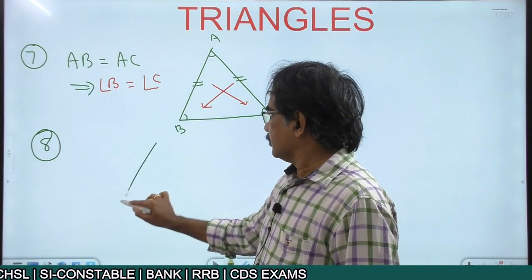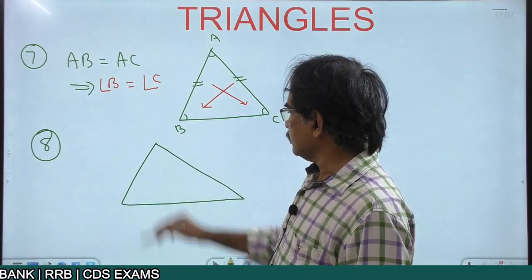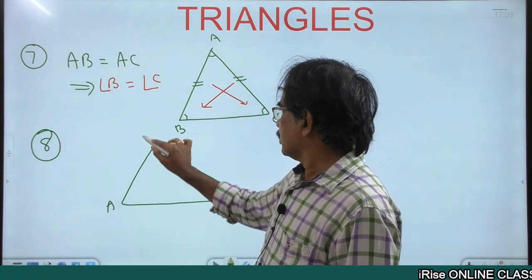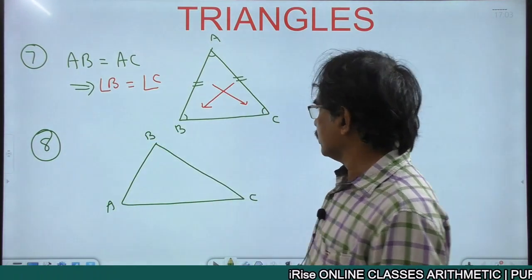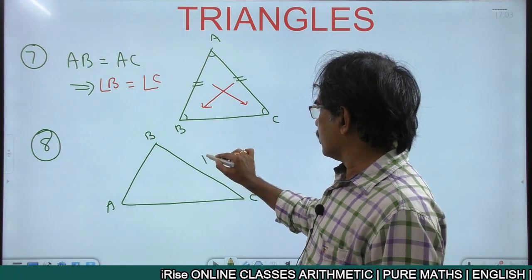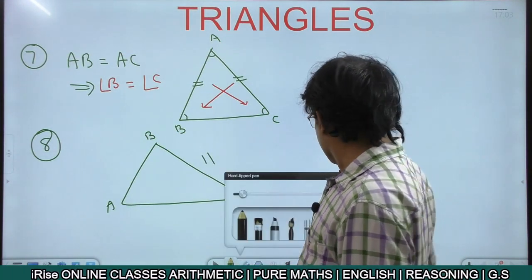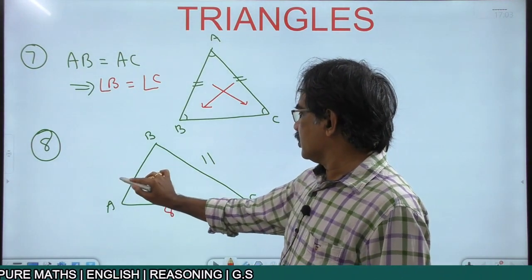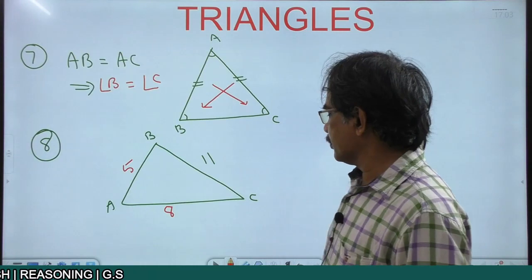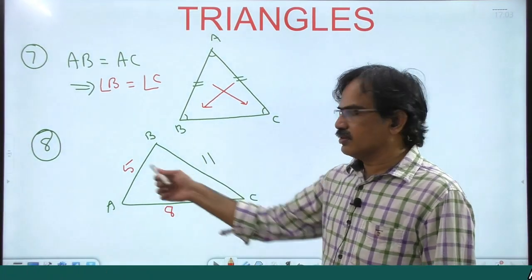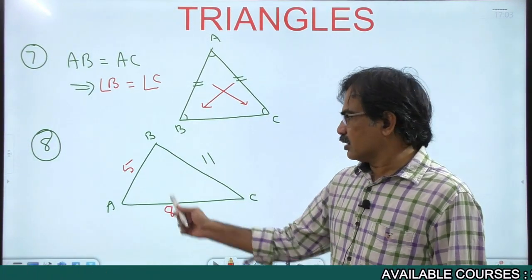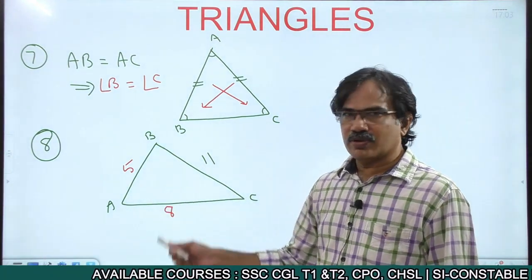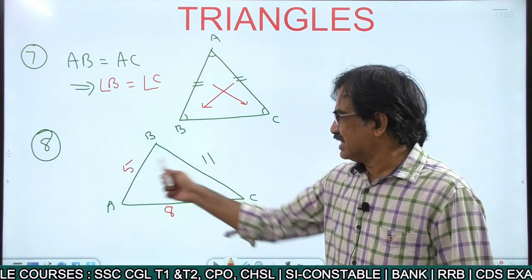This is a triangle. Let this be A, this be B, this be C. This is some 11 centimeters, and this is 8 centimeters. Let this be 5 centimeters. Do these three form a triangle? Yes. The sum of the two smaller sides must be greater than the third side. So a triangle can be formed with these measurements.